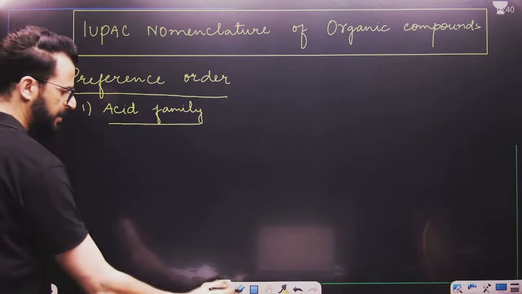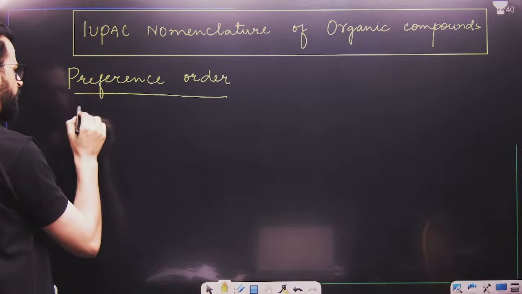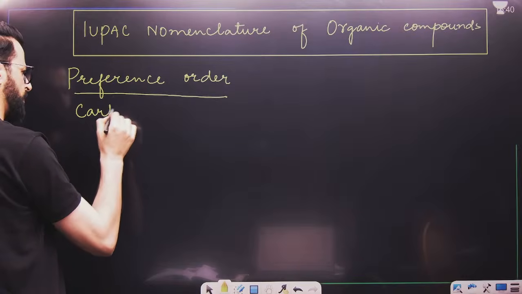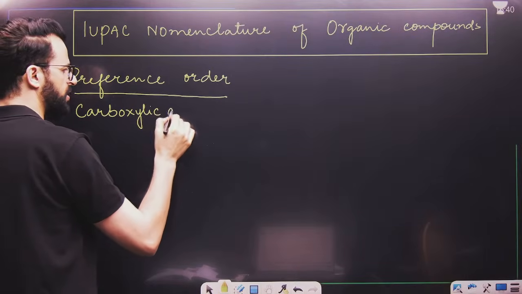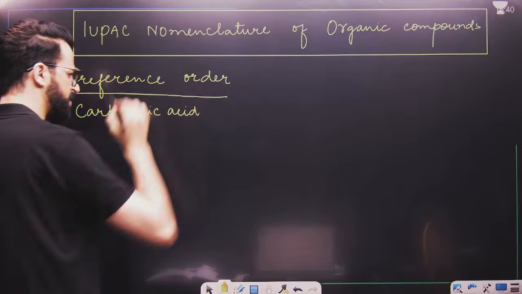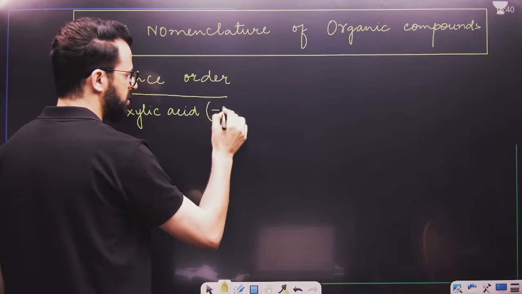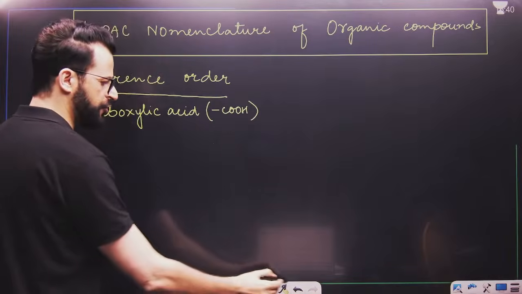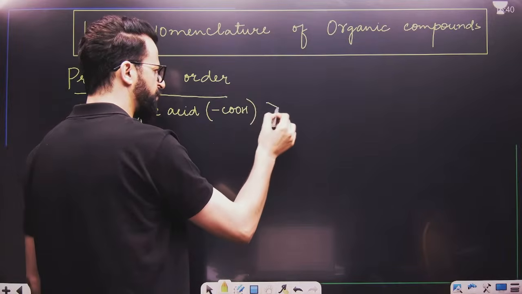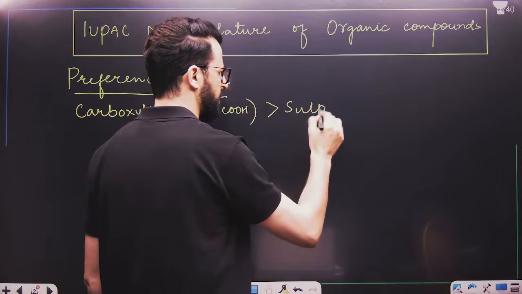Now let me erase this and let me show which acid family. First of all, my dear lovely students, carboxylic acid should be there. And what is the functional group of carboxylic acid? You all know this, that is COOH. First of all, COOH should be there. After that, sulfonic acid. Listen carefully.